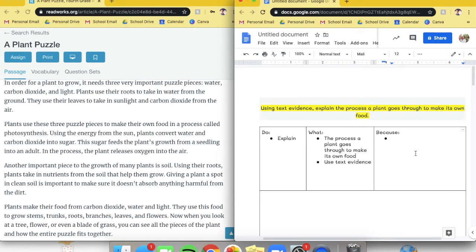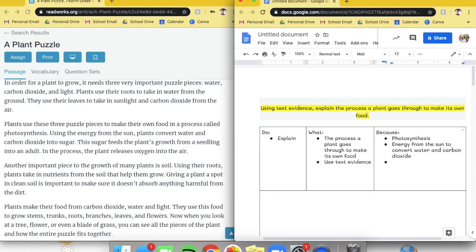So now I need to list some things I can use when writing my answer. Okay, so I think photosynthesis is a pretty important word that I'm going to want to include. What else? I'm going to put sun. I'm going to put energy from the sun to convert water and carbon dioxide. Okay, because that's something else I want to talk about. And then I need to use text evidence.